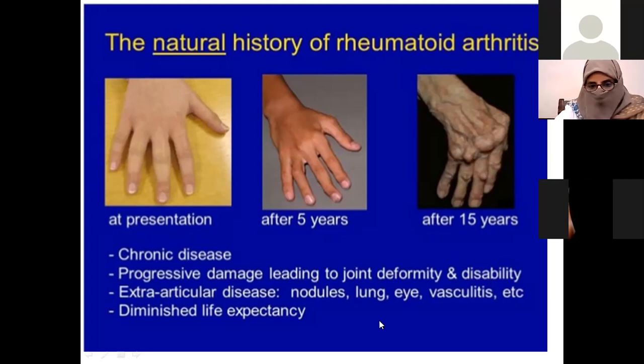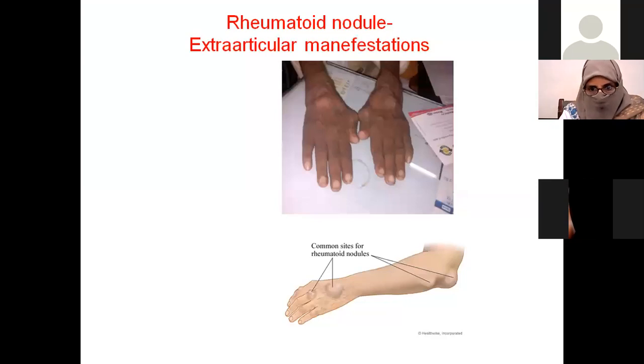The extra-articular manifestations are nodules in the lung, eyes, vasculitis, etc. Life expectancy definitely can be diminished if things go bad in vessels. So what is this over here? Skin nodules. These are the skin nodules. Over here, this is the patient. This is the skin, and under the skin there is a nodule.